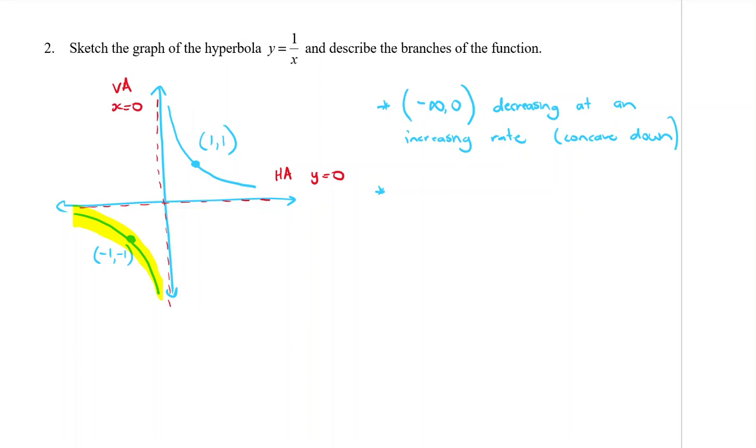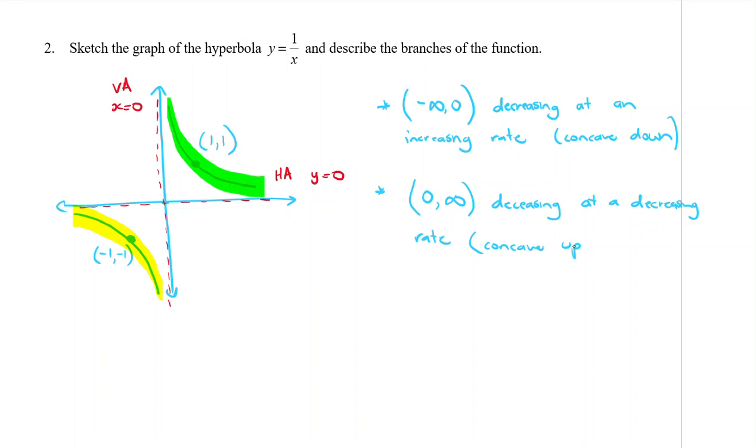In the second section, which should be this bit up here, we are looking at the interval from 0 to infinity, again not inclusive, so round brackets. In this section, the gradients are still negative, so it's still decreasing, but the gradients are getting more shallow as we go towards the right, so that is going to be at a decreasing rate. And this section of the graph is concave up. Okay, so that's all we wanted to do for question 2.